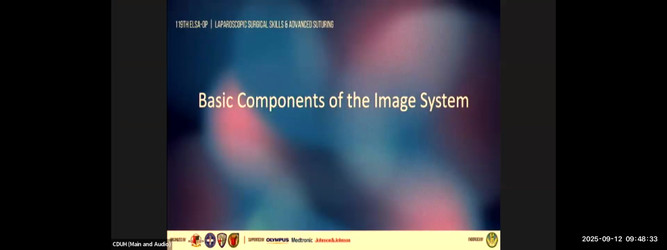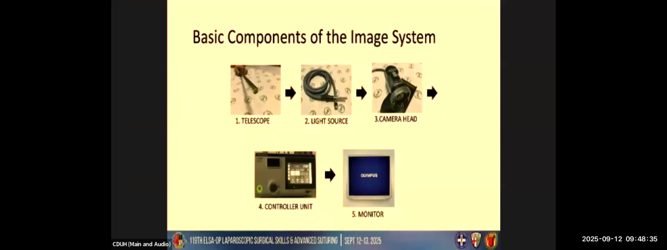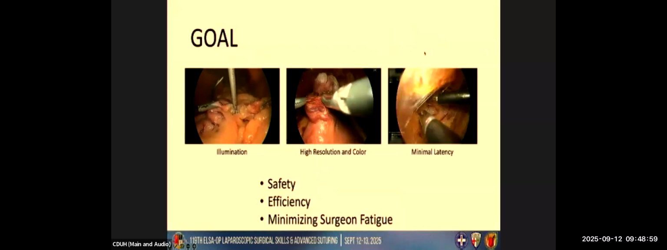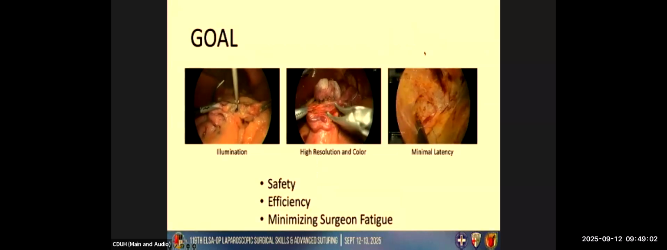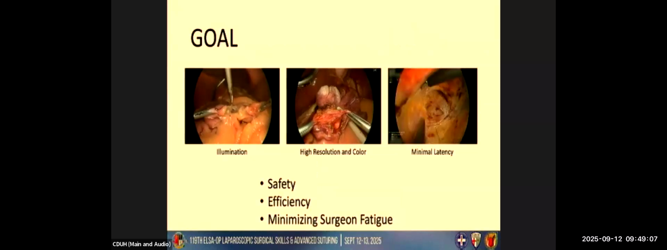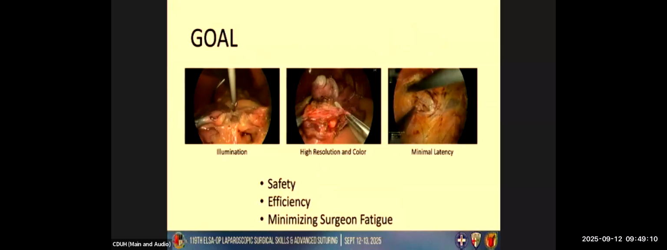So these are the basic components of the image system. Minimally invasive surgery is a technology-dependent specialty, and every surgeon is expected to have a good background knowledge of new instruments and imaging systems. The image system is an integrated chain from the telescope to the monitor, with the goal of consolidating bright illumination, high resolution and color with minimal latency to maximize patient safety, efficiency of surgery, and minimizing surgeon fatigue.